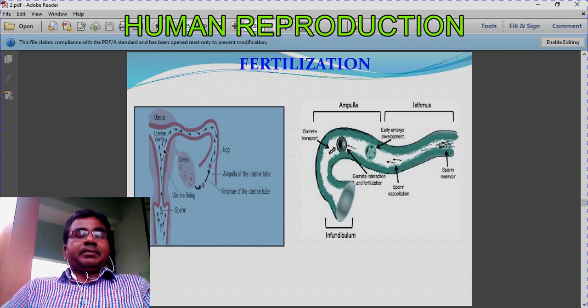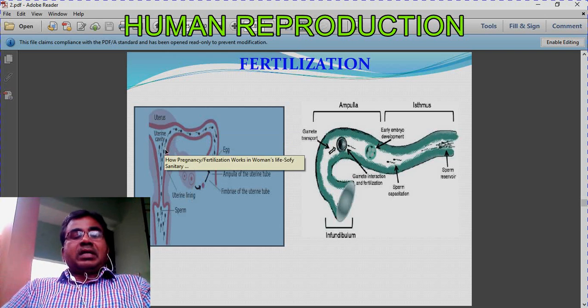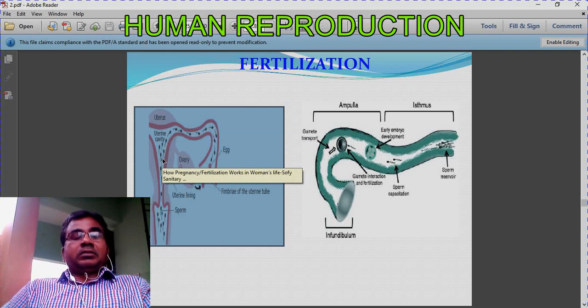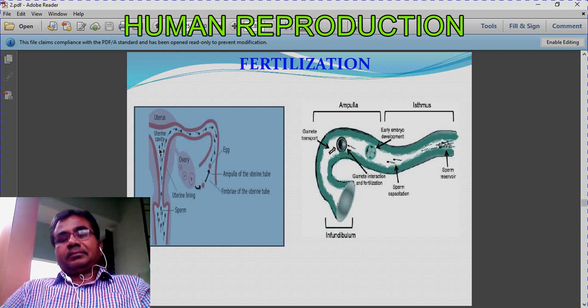Here only it is implanted. Sperm is coming through this way and it reaches the fallopian tube, and then the ovum developing in the ovary is also coming to the fallopian tube. Now both sperm and ovum are there in the fallopian tube. Fertilization takes place. After fertilization, the fertilized egg moves and reaches the uterus. In the uterus, it gets implanted.